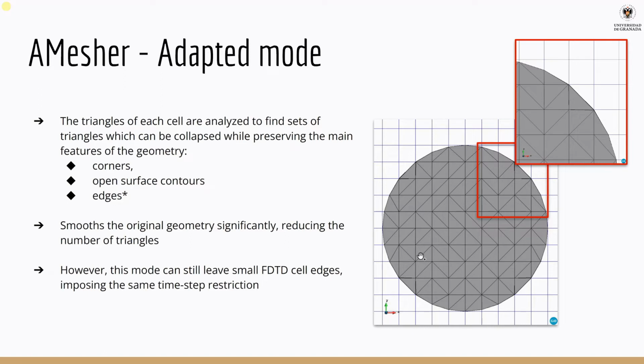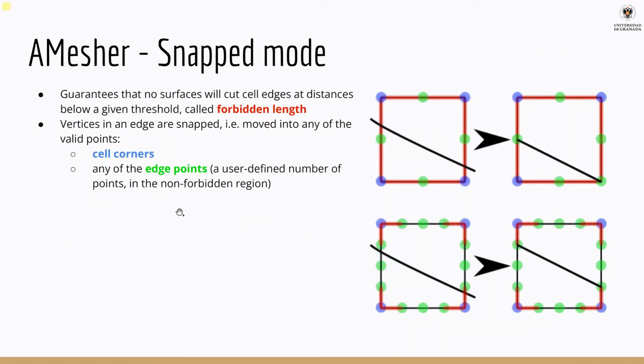Here you can see the top view of the cylinder, where you can see the result of the adaptive mode. The original geometry has been significantly smoothed, reducing the number of triangles. And since a lot of small triangles will be merged into equivalent larger triangles, the possibility of having small FDTD edges is greatly reduced. However, it's not completely eliminated. As you can see here in the close-up, we still have some places where there are very small FDTD edges. This can be solved using the snapped mode.